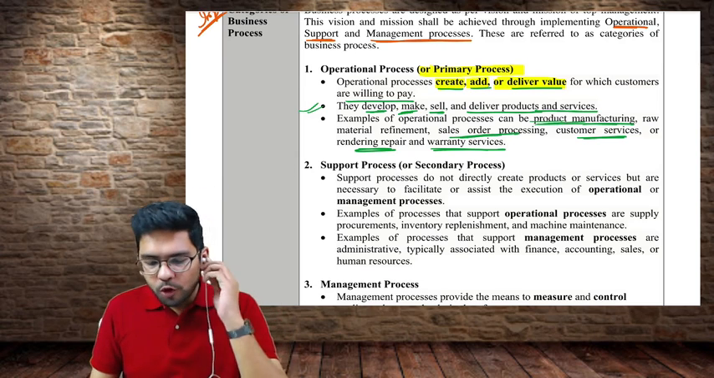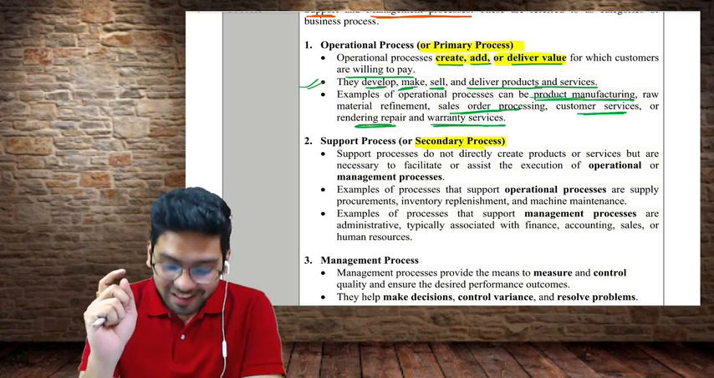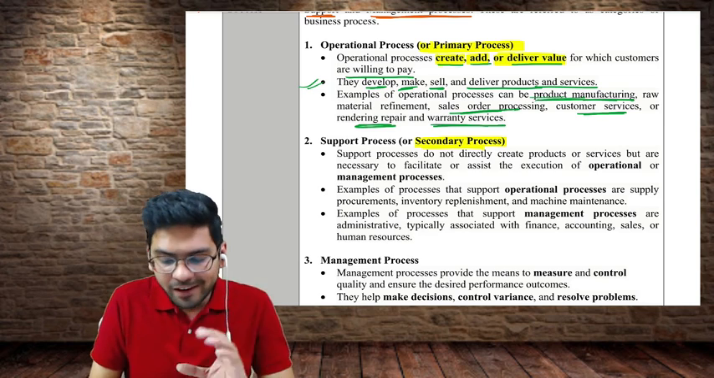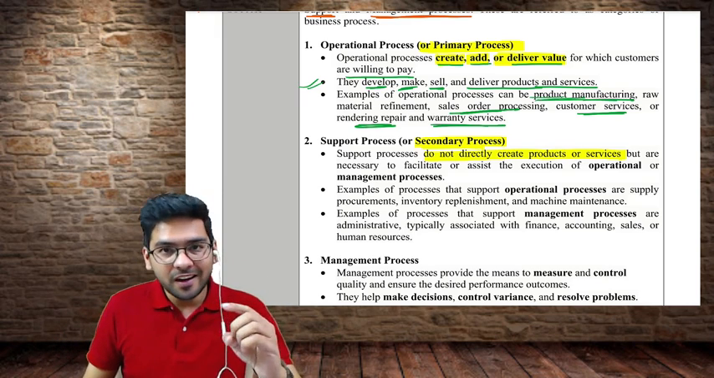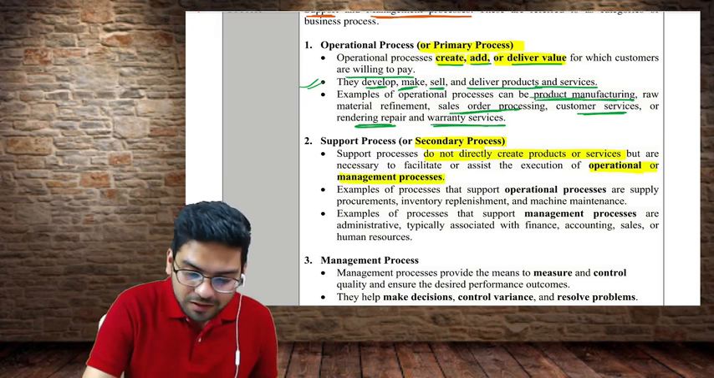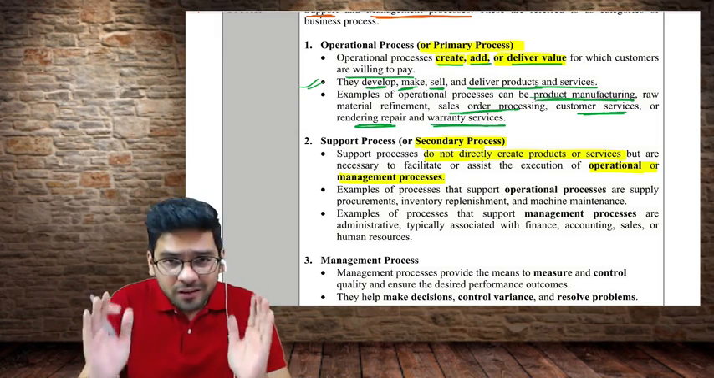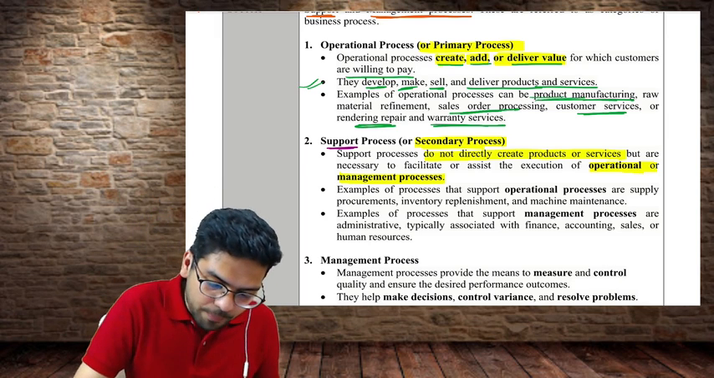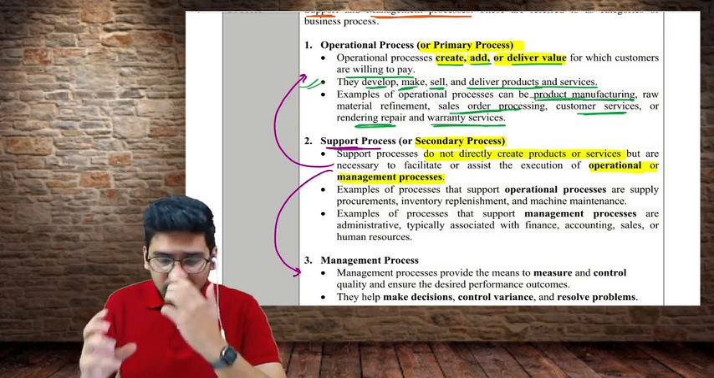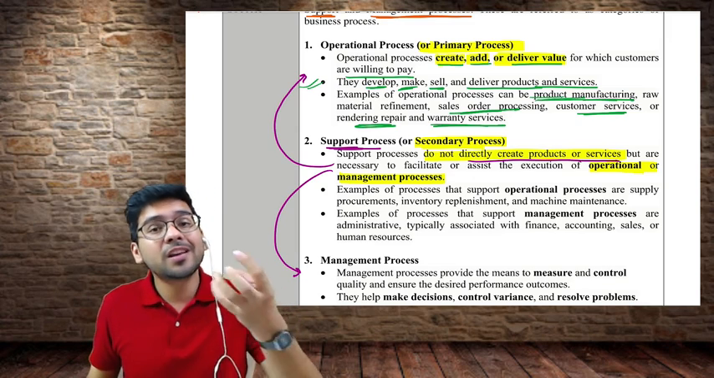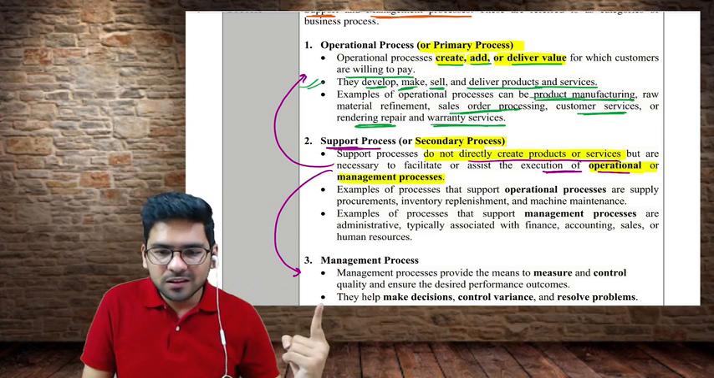So support process, another name for support process is secondary process. So what are the support processes? It is clearly written here that they do not directly create products or services, but are necessary to facilitate or assist the execution of operational or management process. So please understand, support processes are not delivering products directly or helping in creating the products directly, but as the name suggests, they actually help in operational process as well as in management process, and hence the name is support process. They are important because they facilitate the execution of operational process, that means point number one, as well as the management process here.